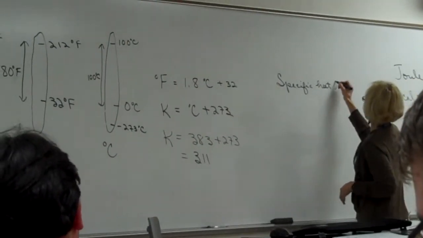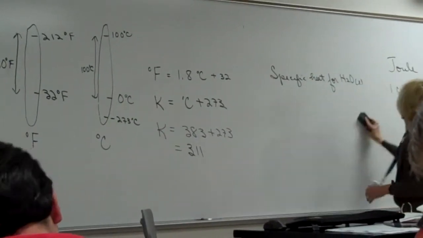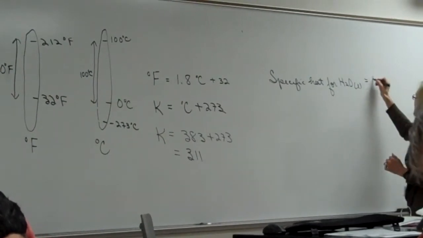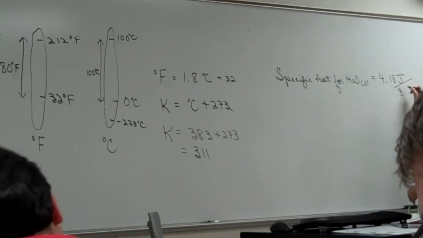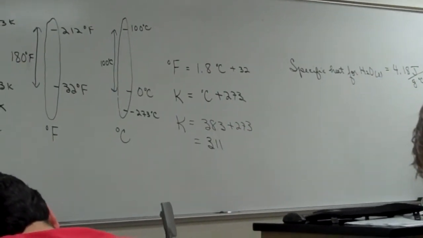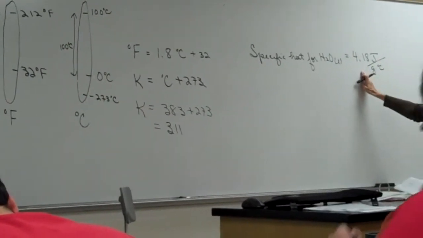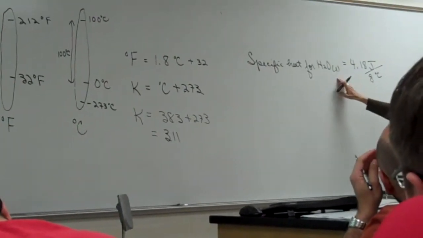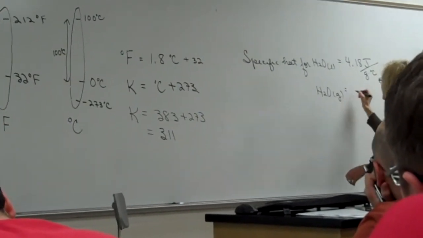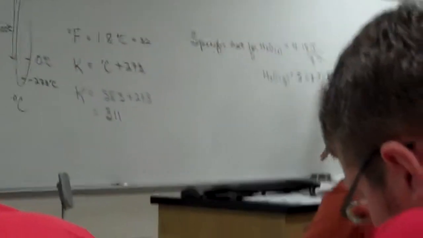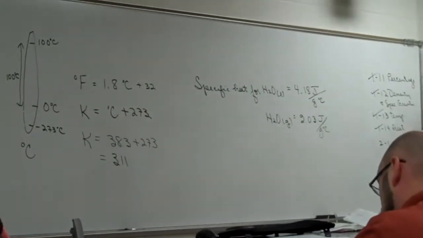Specific heat for water in the liquid state is 4.18. Let's analyze what that means. And this is a number I will provide to you. If you have water in the gaseous state, it's actually some other number, 2.03 joules per gram per degree Celsius. Every substance has its own specific heat.